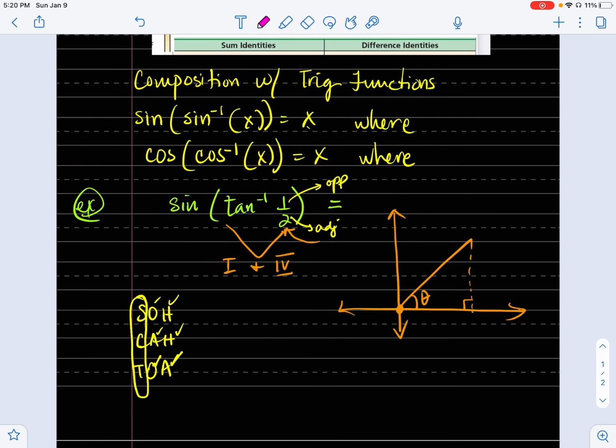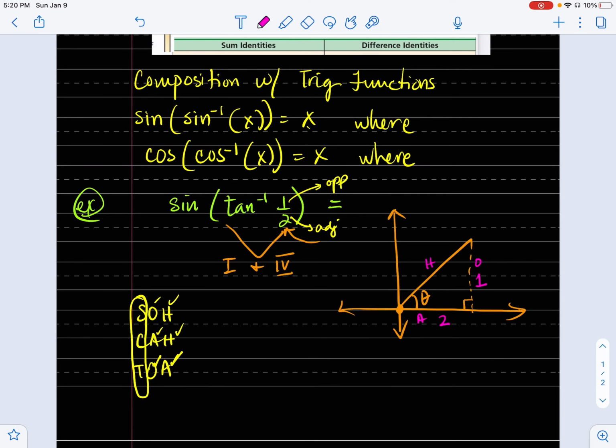Let's quickly highlight our opposite and adjacent. This one's clearly the hypotenuse. This is opposite, and this is adjacent. So opposite has to be 1. Adjacent needs to be 2 here, and the one unknown is the hypotenuse.